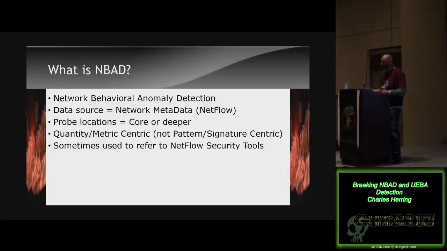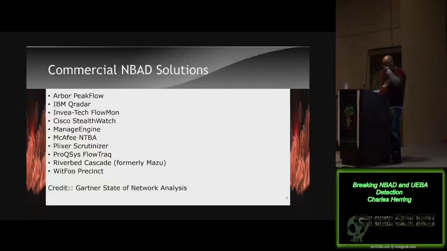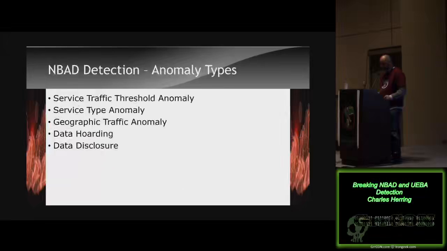You could look in the core deeper. Now you can even get down to the access layer. But it's very quantity or metric centric. It's not looking for a signature to trigger. And so sometimes you'll see NetFlow tools connected to network behavioral anomaly detection. But there's a lot of tools that do these things. This is a list from Gartner of commercial tools that do network behavioral anomaly detection, QRadar's QFlow from IBM and the rest. So when you start looking at NBAD, you're looking at service type, threshold changes.